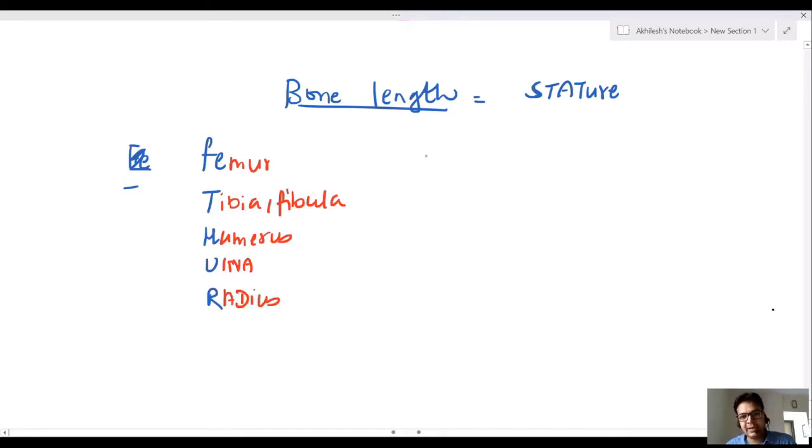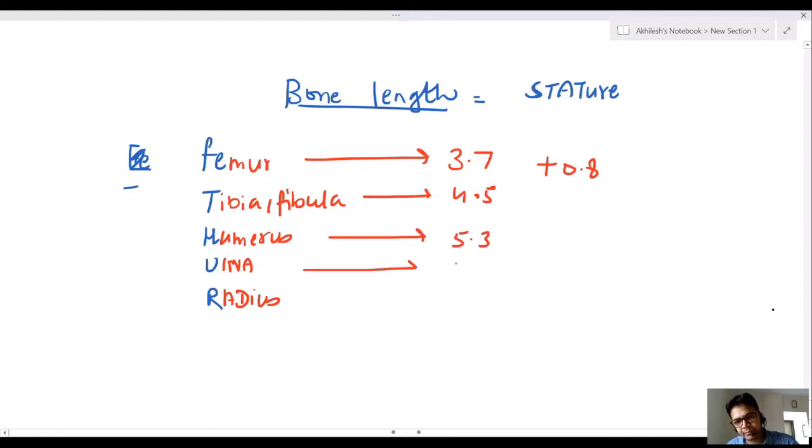Now, sir, what is a multiplication factor? Just remember 3.7, then keep adding 0.8. Fitur: 3.7 plus 0.8 is 4.5. 4.5 plus 0.8 is 5.3. 5.3 plus 0.8 is 6.1. But in the last, you add 0.4, 6.5. Okay.